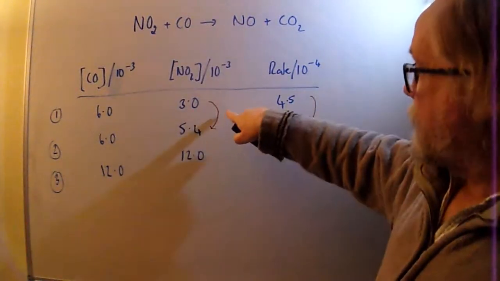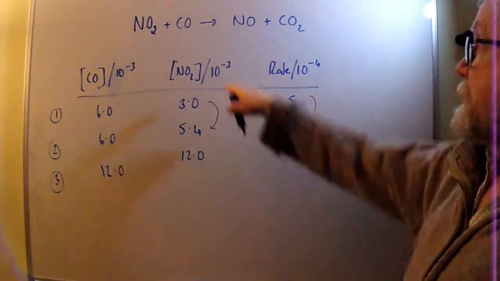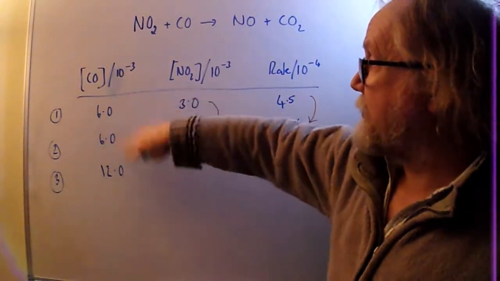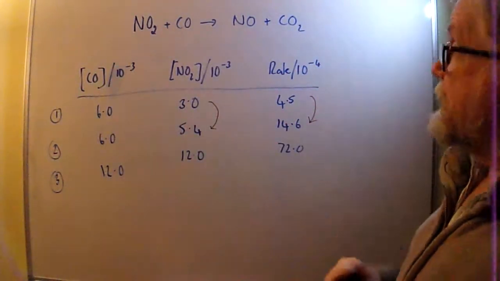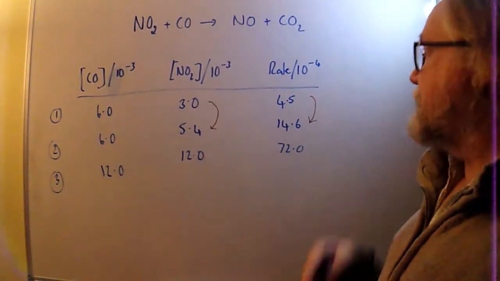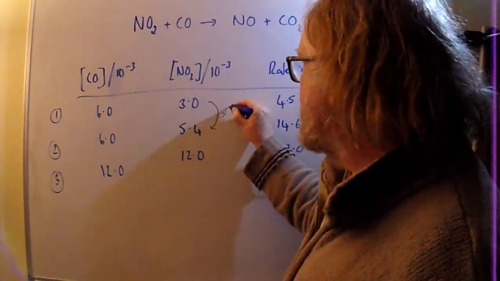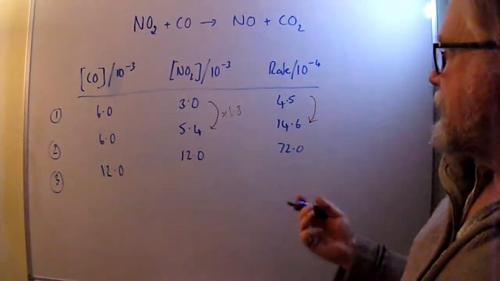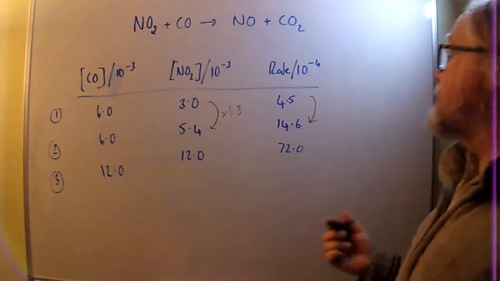So by comparing what factor that changed by with what factor that changed by, we can get the order of reaction for NO2 because we kept the CO the same, so the CO is not going to affect the rate change. Now, usually you get nice comfortable factors like ×2 or ×3. In this case it's not, it's ×1.8. Okay, so you just do 5.4 divided by 3, it gives you ×1.8. But that doesn't matter because you just analyse it in the same way.